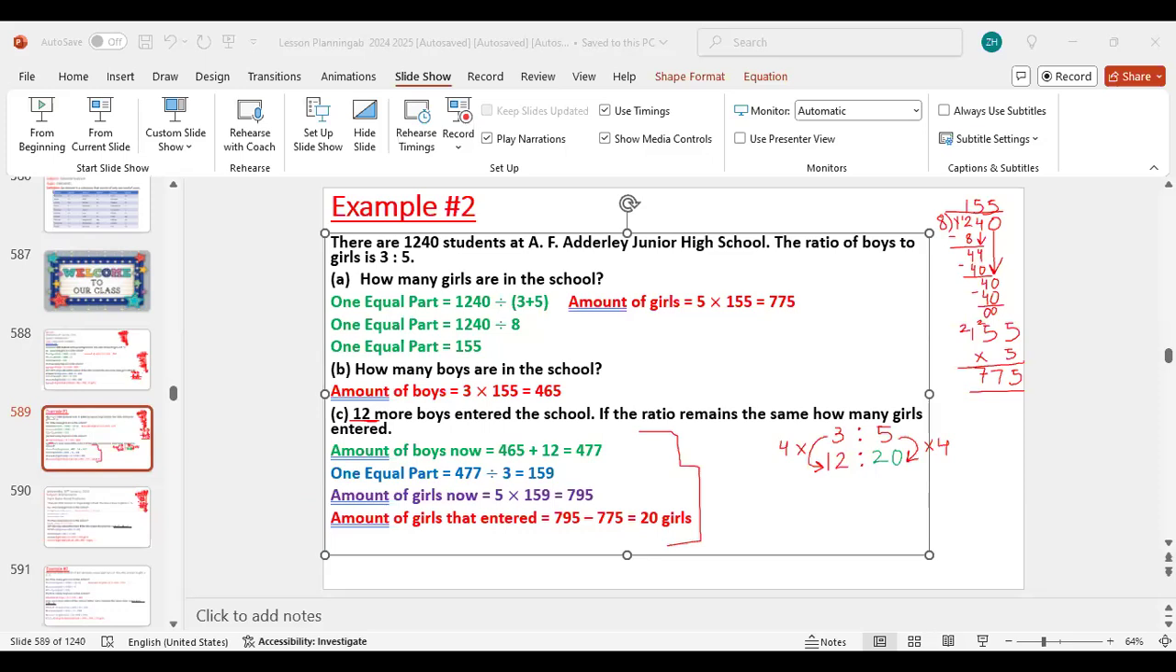Mr. Petit, I was doing one of the questions. It's question 2, and it doesn't have the question. It says there are 2,400 students at Harmony High School. The ratio of boys to girls is 3 to 5. It's how many boys, but it doesn't have any question for number 2.